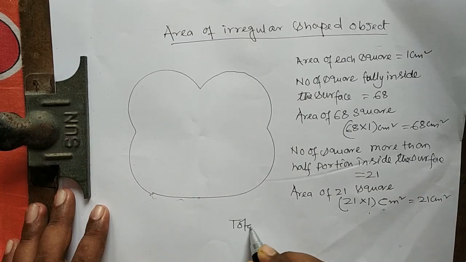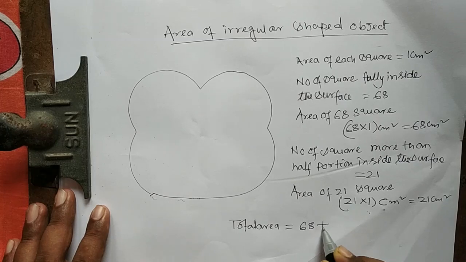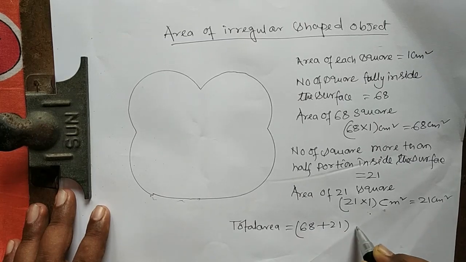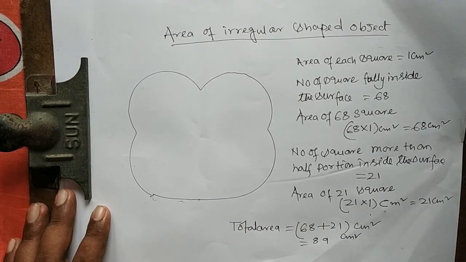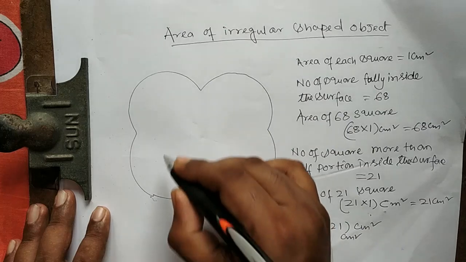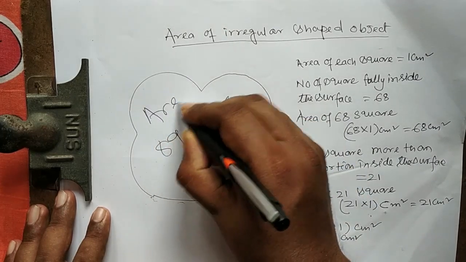So the total area will be 68 plus 21, it will be 89 centimeter square. Okay, so 89 centimeter square is the area.